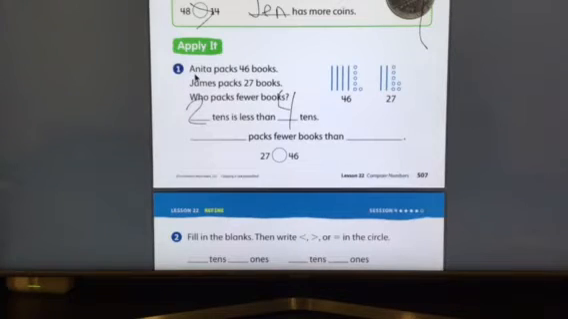Here is where you're going to be writing the names. Don't just write them in order. You have to make sure you're putting the one who has fewer, which would be James because he has 27. So James packs fewer books than Anita. 27 blank 46. You know that 27 is less than 46, so you need to make sure when you draw your arrow that the mouth is open to the bigger number and the pointy part is pointing to the smaller number.